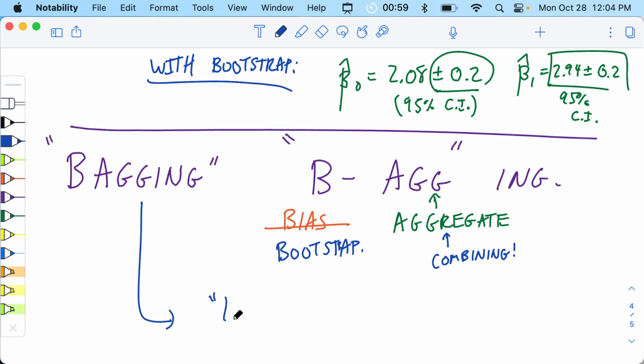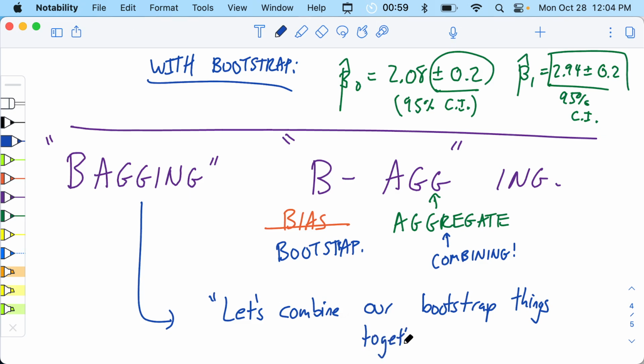Let's combine our bootstrap things together. So this is like at the end of Power Rangers, where they all come together to make the big monster. Who watched Power Rangers as a kid? All right, this is great. Okay, so you know they all fight individually, but then the big bad comes at the end of the episode, and then they have to bag him. Okay, so that's how you remember it.